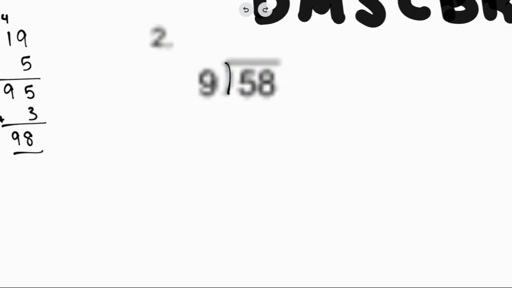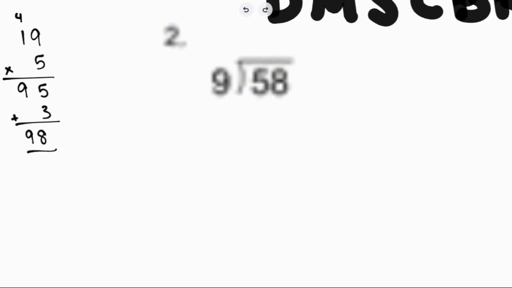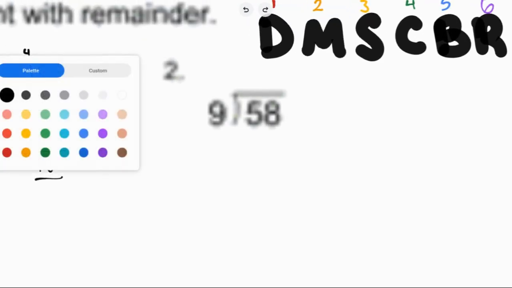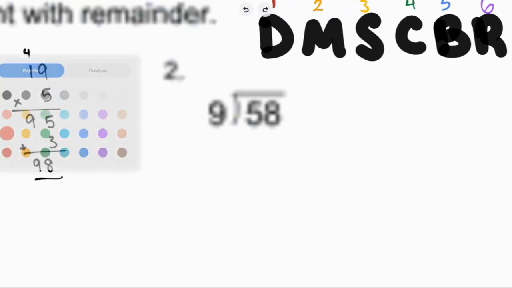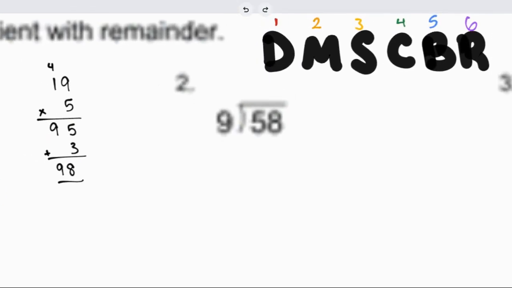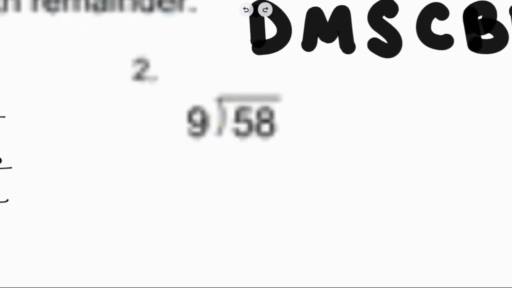We're going to work on this problem now. Again, think of this as a kind of house. So the number inside the house is being divided. The number outside the house, knocking on the door, is doing the dividing. Our first step is, if you remember, what does the D stand for? If you said divide, then you are correct. So now we're going to divide. How many times does 9 go into 5?